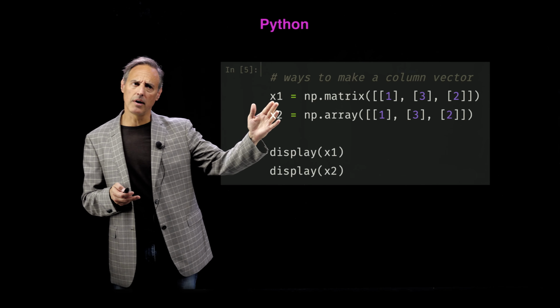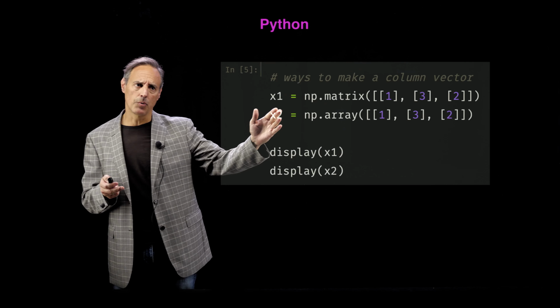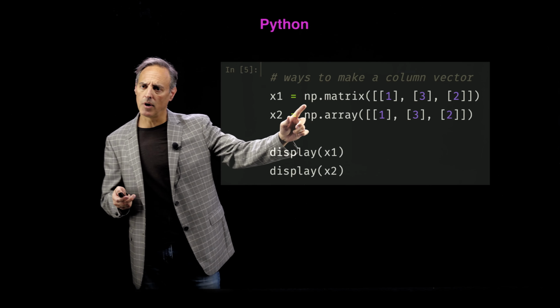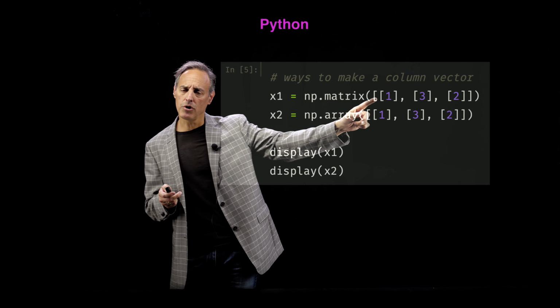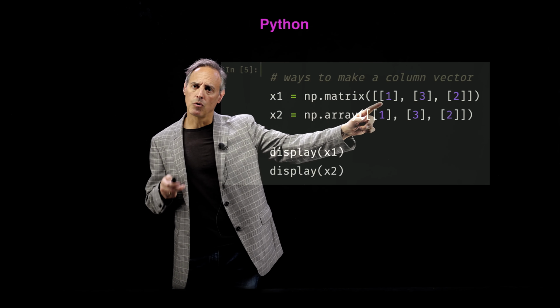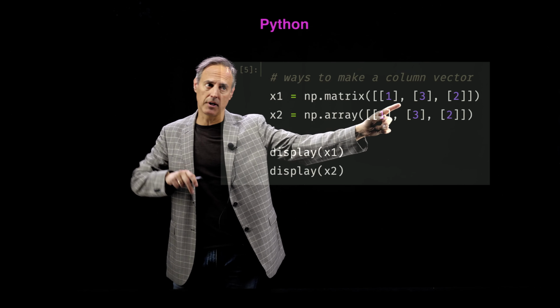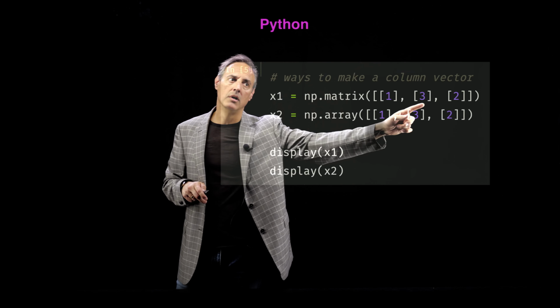So let's go ahead and now make a column vector. We can again use the matrix command or the array command. Here, x1 equals np.matrix. Now notice what I do here. Each row is square bracketed. The comma says go to the next row, and the next row.